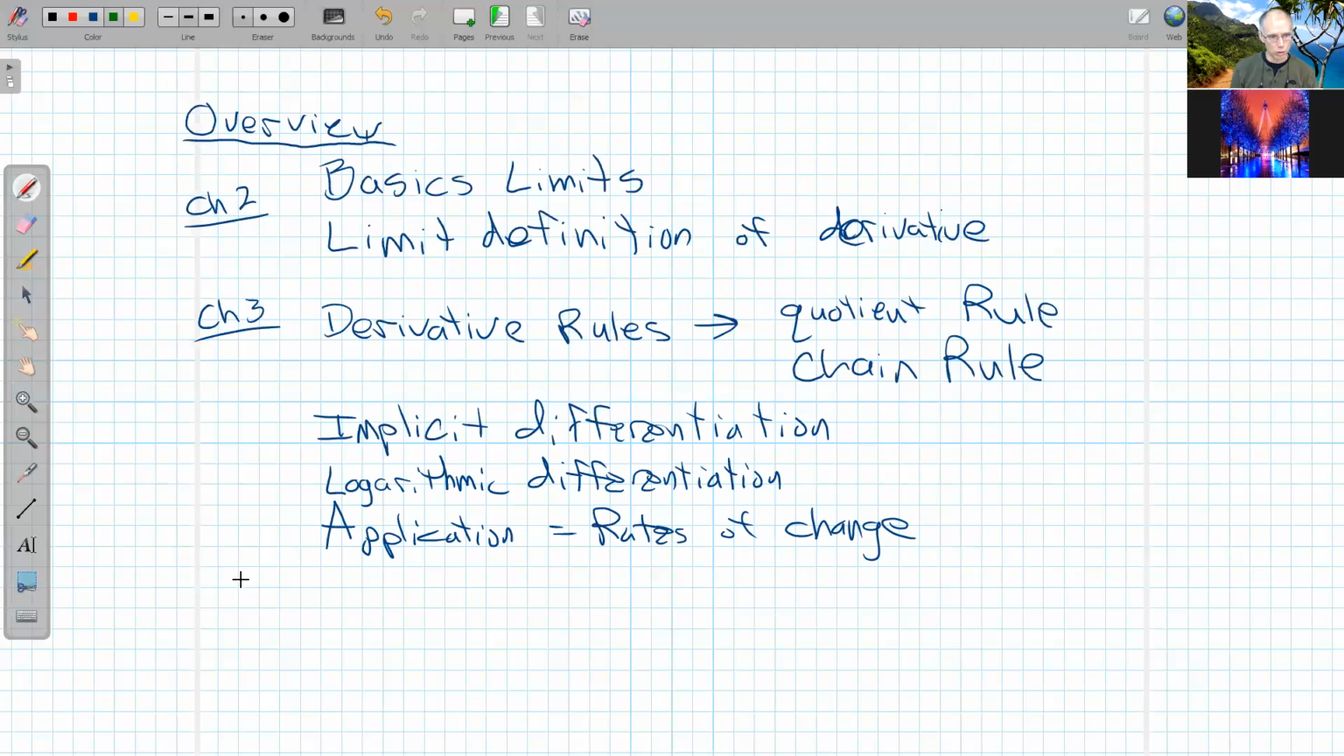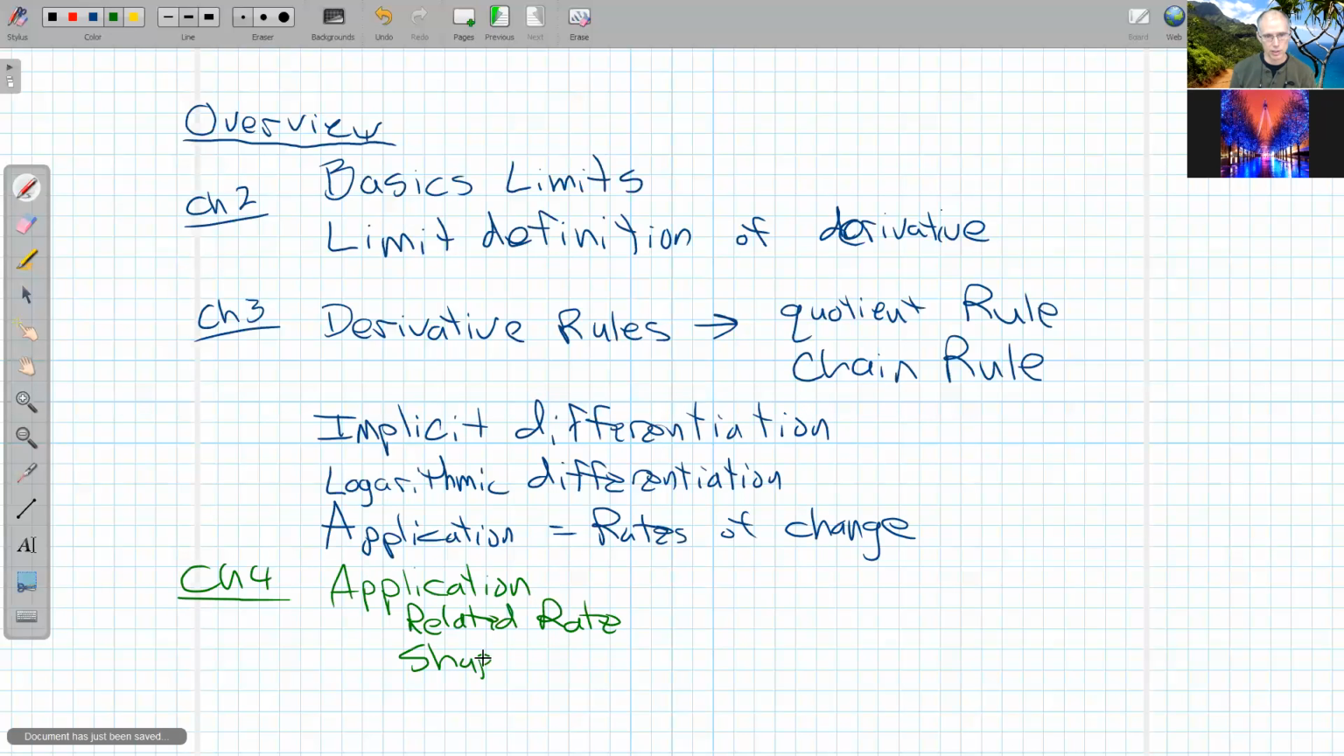Then chapter 4 was just further applications of derivatives. And I can't ask questions about all of them, there's just too much stuff there. So it'll be a selection, and the big ones there were related rates, and then shapes of graphs, the shapes of graphs led to those max and min problems.